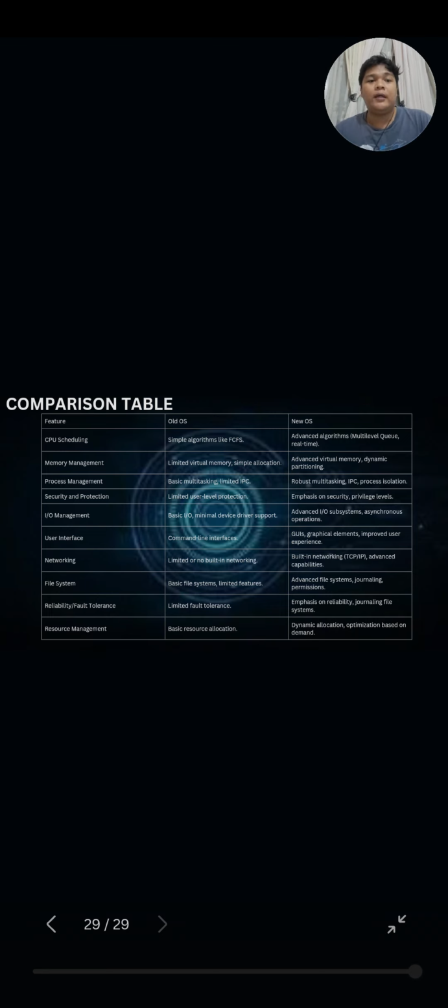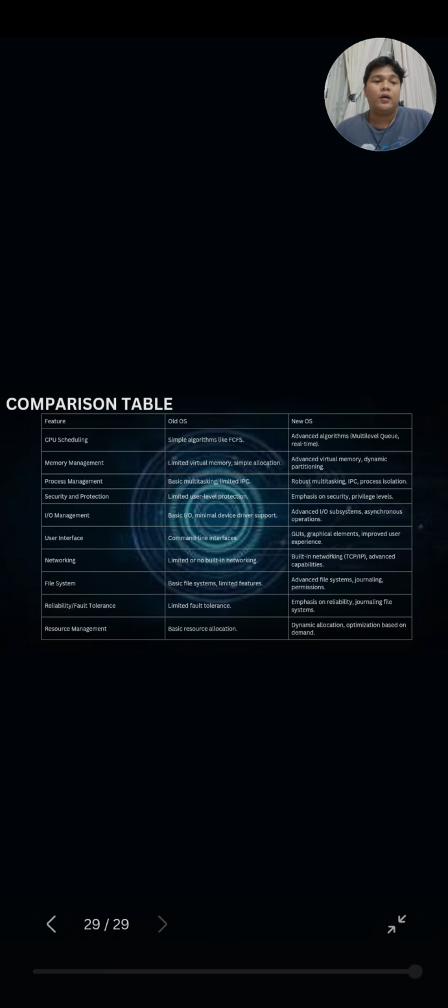Input-output management, or I/O. Old operating systems use basic input-output and minimal device driver support, while the new operating systems have advanced input-output subsystems, synchronous and asynchronous operations. User interface. Old operating systems have command line interfaces, while the new operating systems have GUIs, graphical elements that improve user experience.